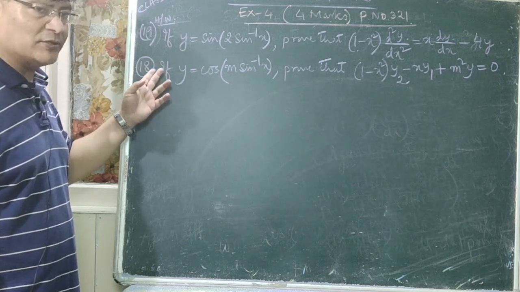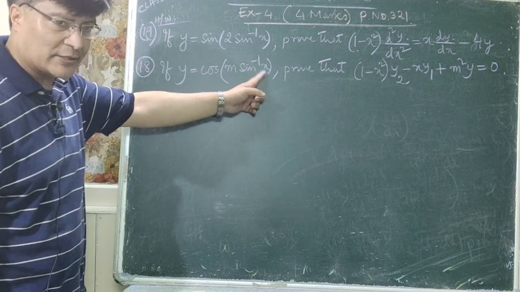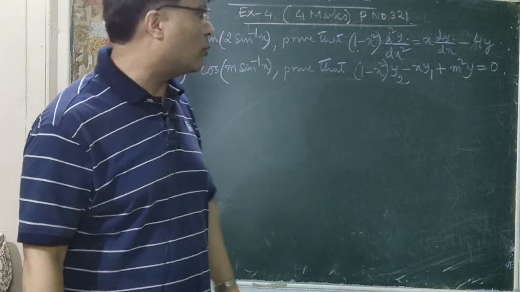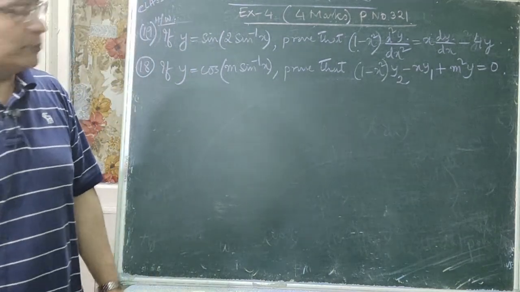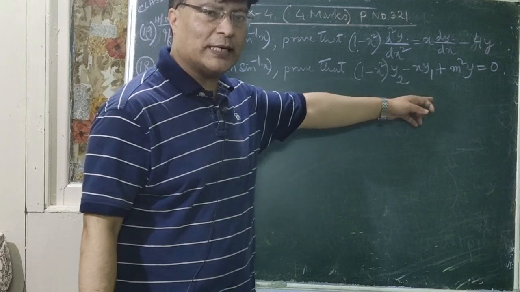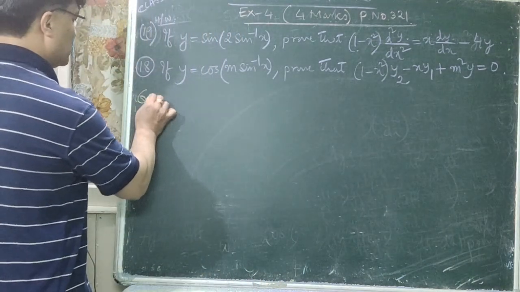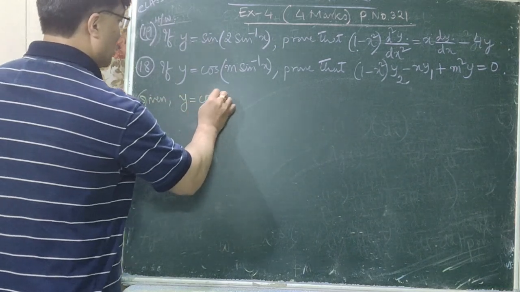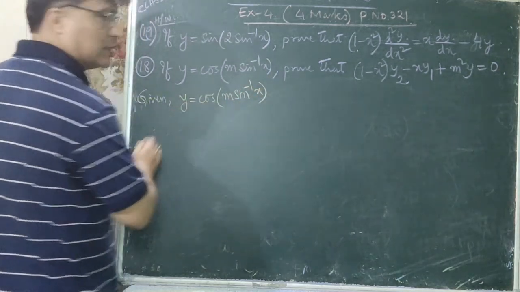So here given is, if y is equal to cos of within bracket m sine inverse x, here m is constant, prove that 1 minus x square into y2 minus x y1 plus m square y is equal to 0. Now you know that y1 is dy by dx and y2 is d2y by dx square. Okay, so here given is y is equal to cos of within bracket m sine inverse x.